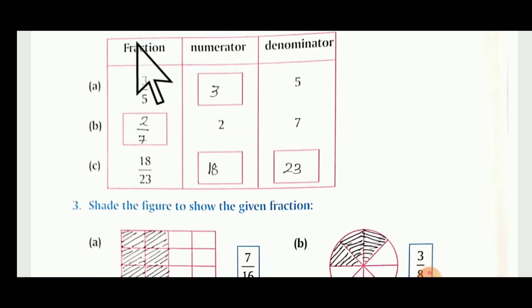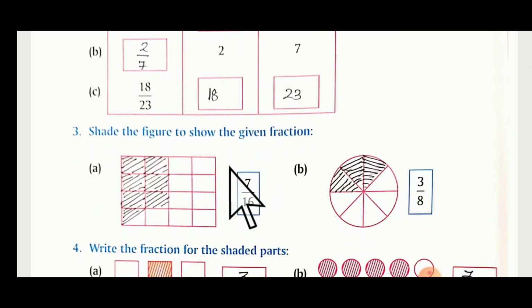Complete the table. See, first column fraction, the next one numerator, the other one is denominator. 3 by 5, how will you write? 3 as numerator and 5 as denominator. B, they have given numerator, the next one denominator. So you write down in fraction. Numerator will be above, so 2 by 7. C, 18 by 23 it is. So 18 will be numerator and 23 will be denominator.